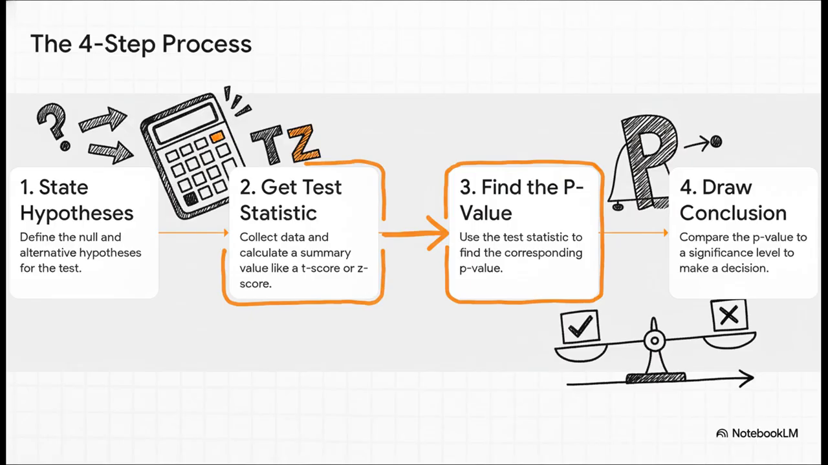You state your two hypotheses, the null and the alternative. 2. You go out and collect your data. And then you crunch it all down into a single number called a test statistic. 3. You use that test statistic to calculate your p-value. And then 4. The final step, you compare that p-value to a cutoff point to make your decision.